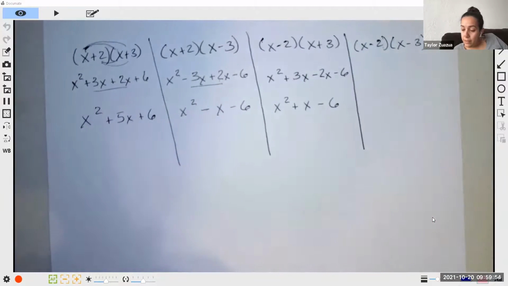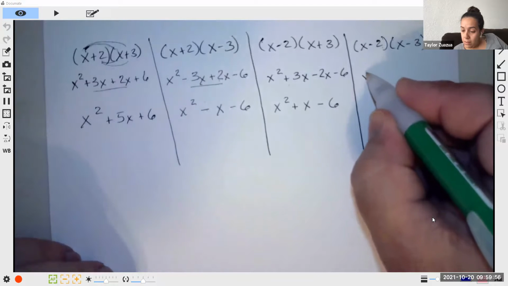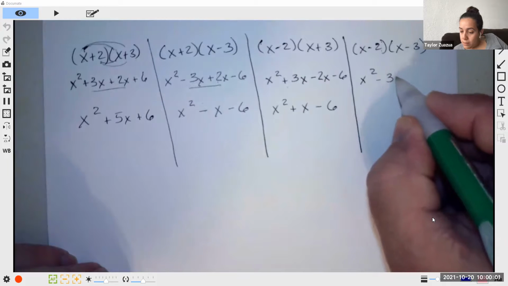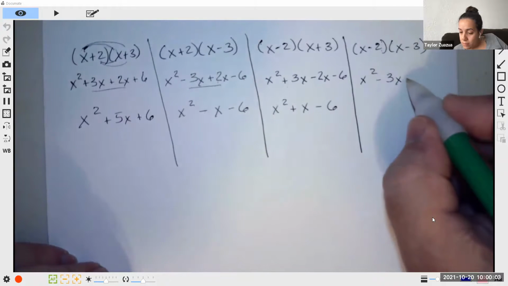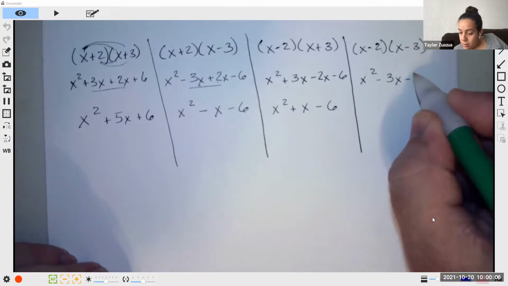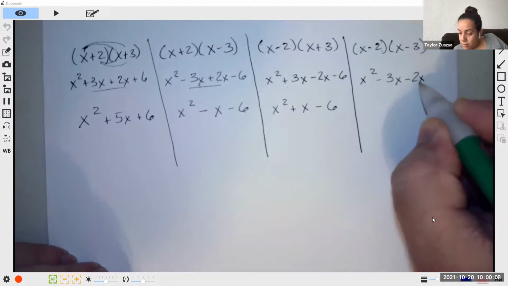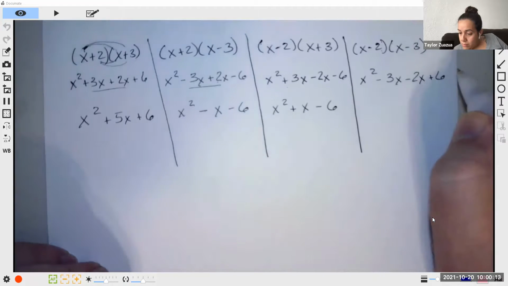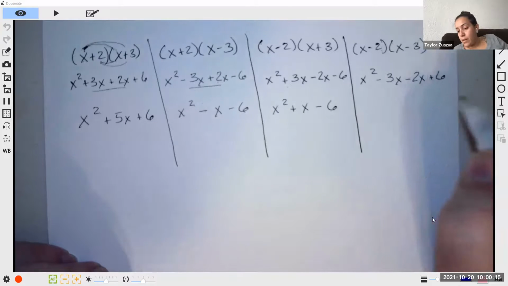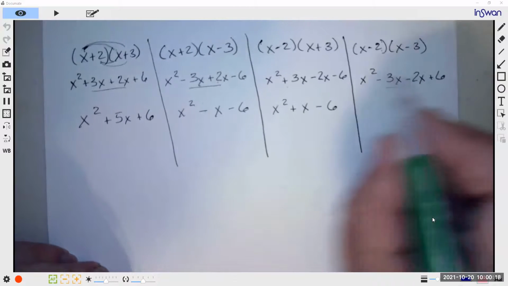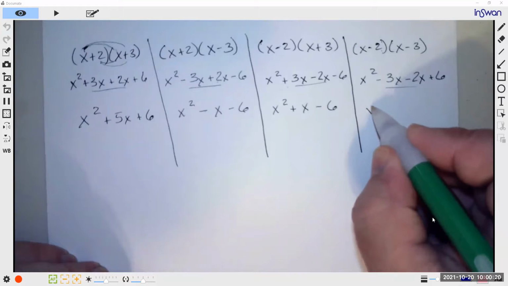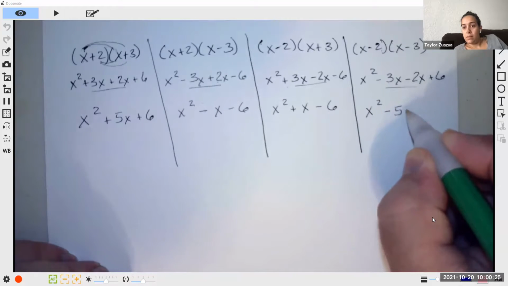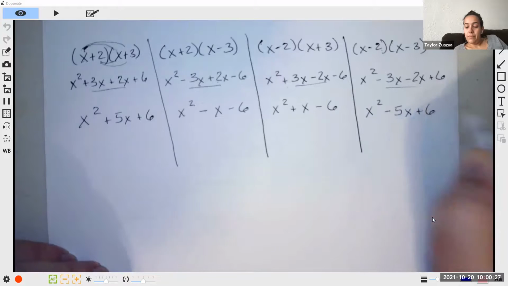So x squared over here, it's minus 3x, minus 2x, plus 6. So x squared minus 5x plus 6. Very good.